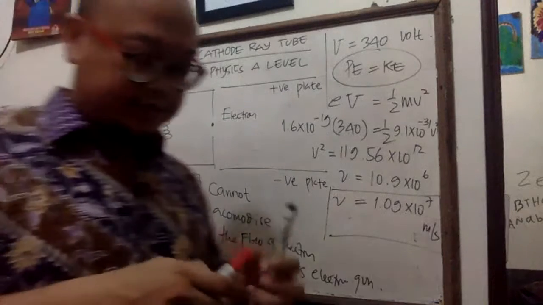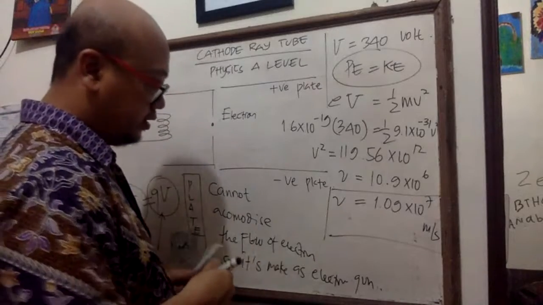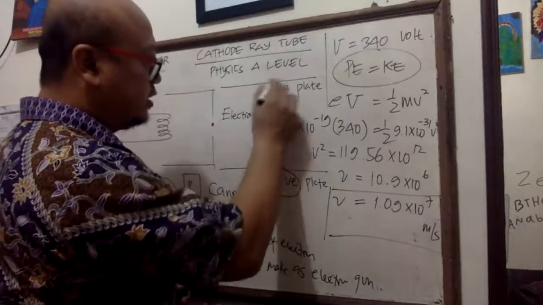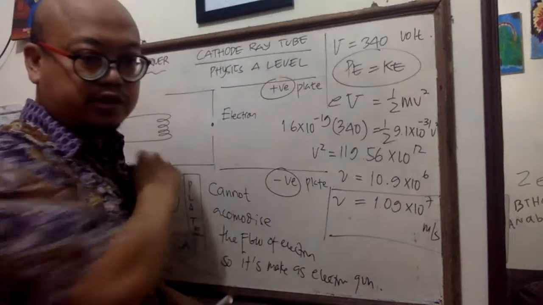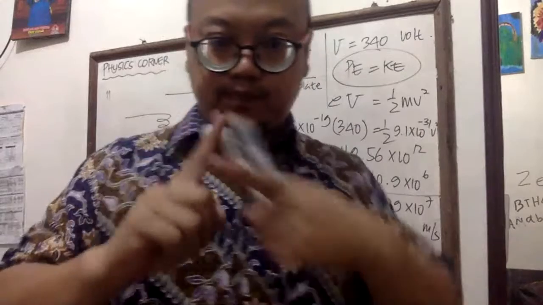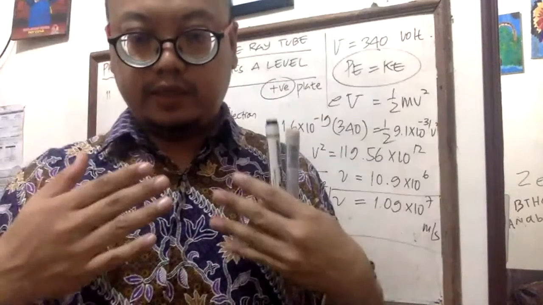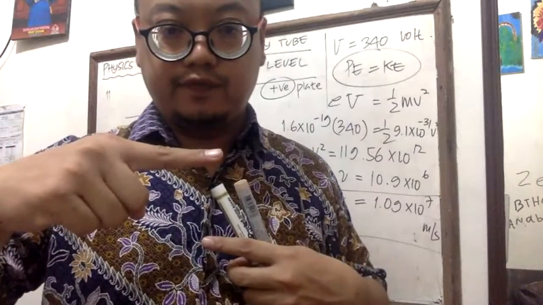I use the marker with red one. This is negative and this is positive. So the electric field is spread out from the positive charge and coming in on the negative charge.